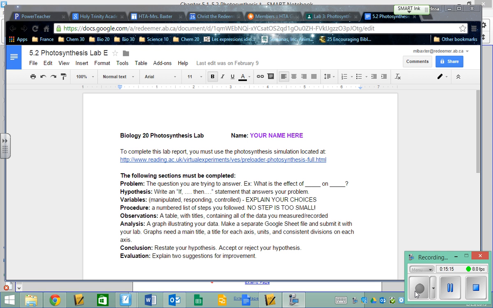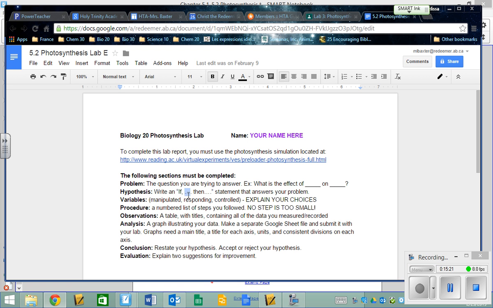So the first blank should always be, what are you going to change? In other words, this first spot should be your manipulated variable. The second spot should be what you think is going to happen, your responding variable. If you can fill that in, then you've already answered 2 of the variables in your lab.